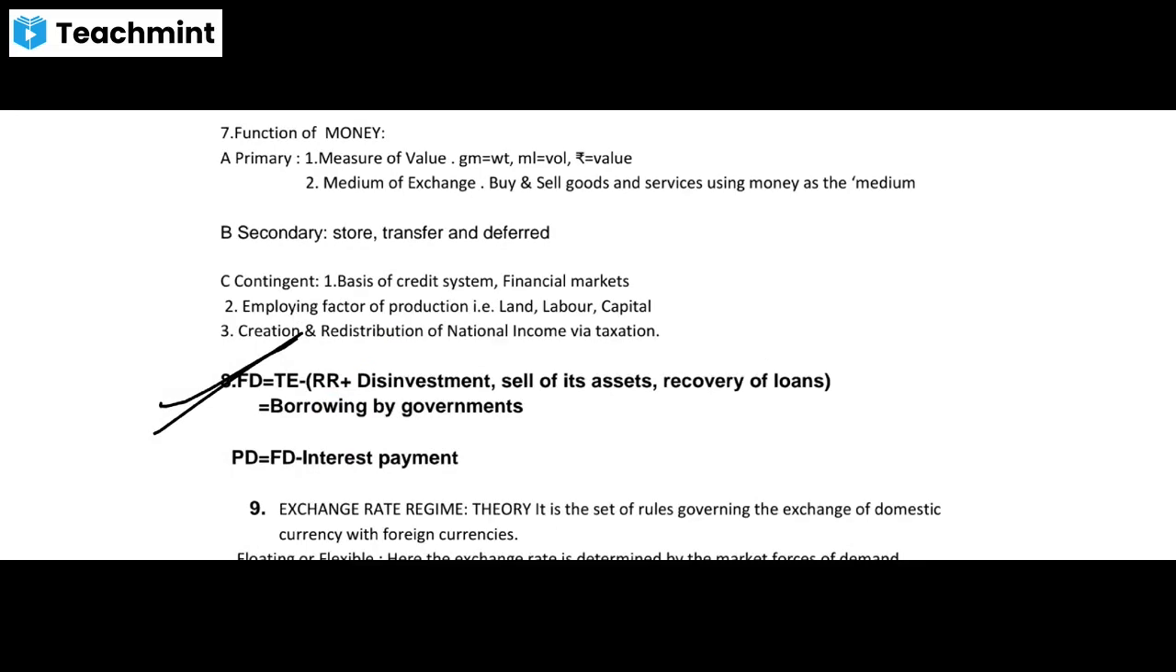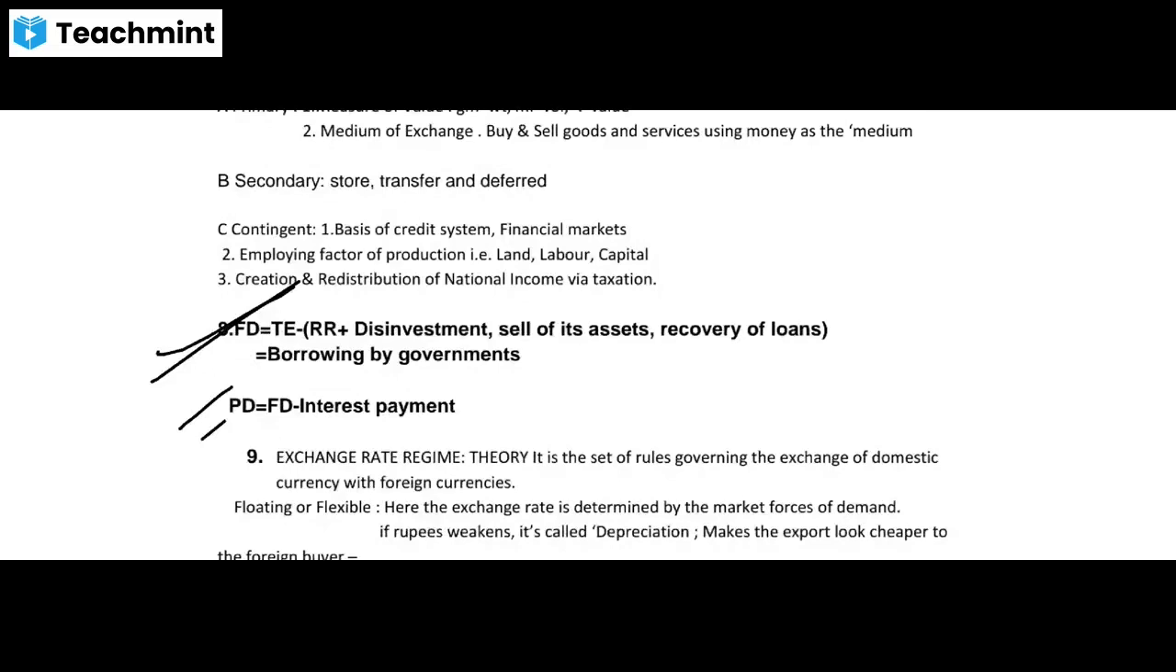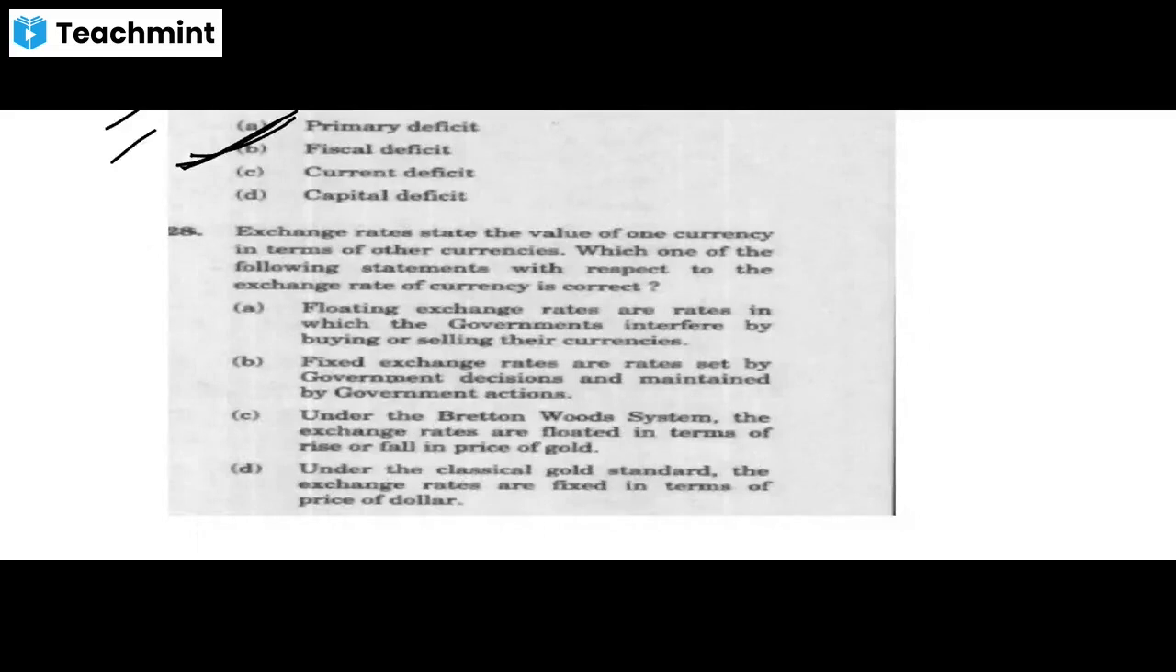And what is your primary deficit? Primary deficit is fiscal deficit minus interest payment. Okay, the interest paid by government on those loans which are borrowed by government. So if we subtract this interest payment from the fiscal deficit, we'll get primary deficit. So the correct answer is your fiscal deficit.